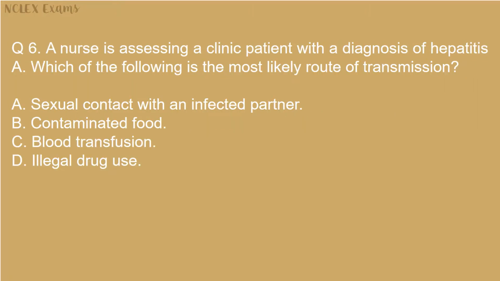Question 6. A nurse is assessing a clinic patient with a diagnosis of hepatitis A. Which of the following is the most likely route of transmission? A. Sexual contact with an infected partner. B. Contaminated food. C. Blood transfusion. D. Illegal drug use.